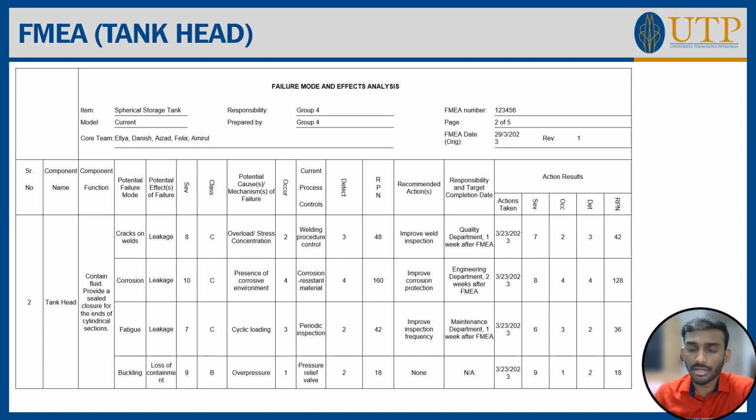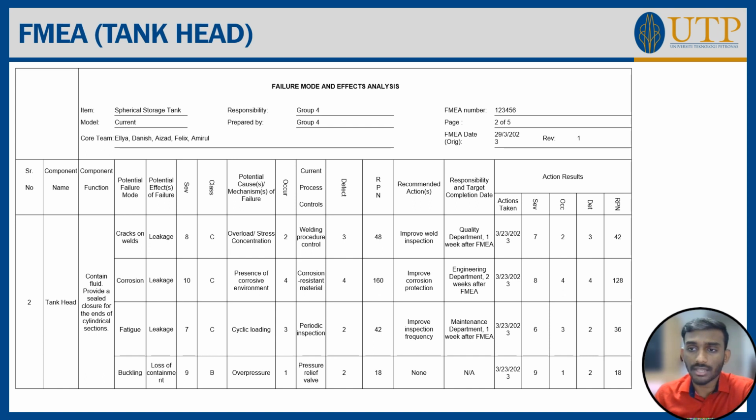To address this potential failure mode, recommended actions were put in place to improve corrosion protection by using corrosion-resistant materials and to increase inspection frequency. These actions were assigned to the Quality Department, Engineering Department, and Maintenance Department with a target completion date set for 1 to 2 weeks after the FMEA analysis.